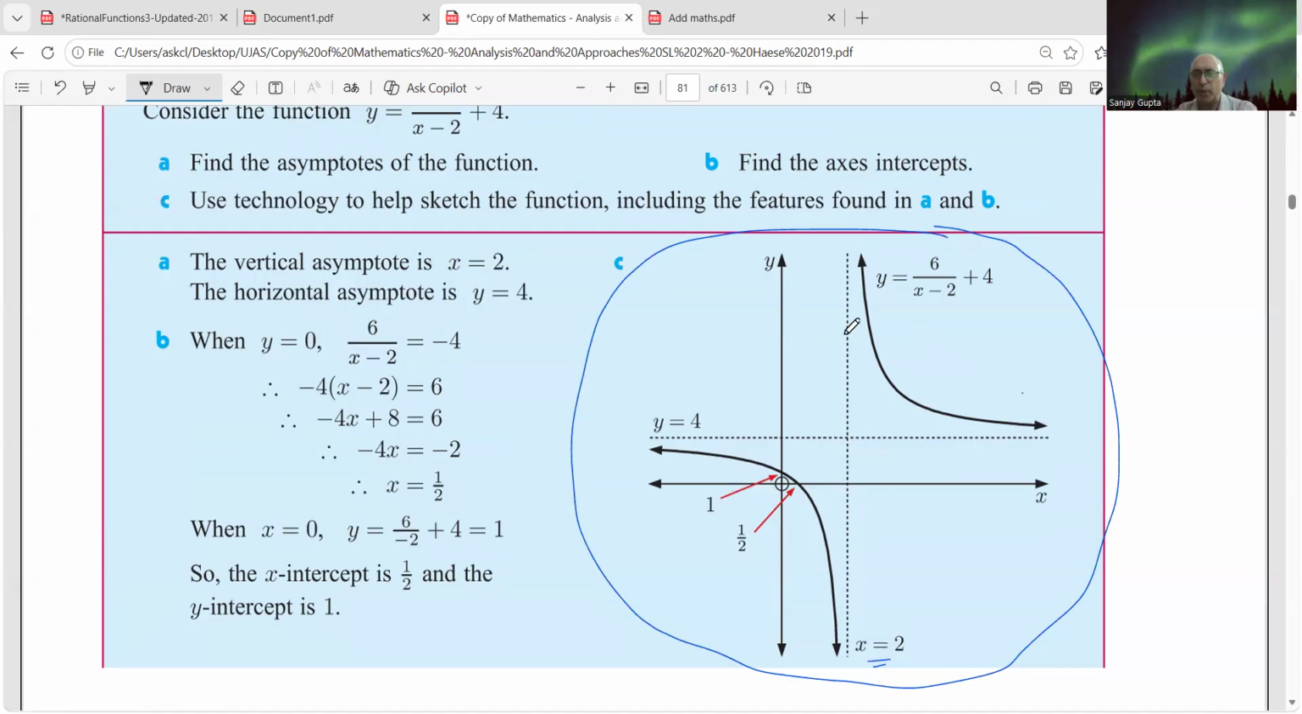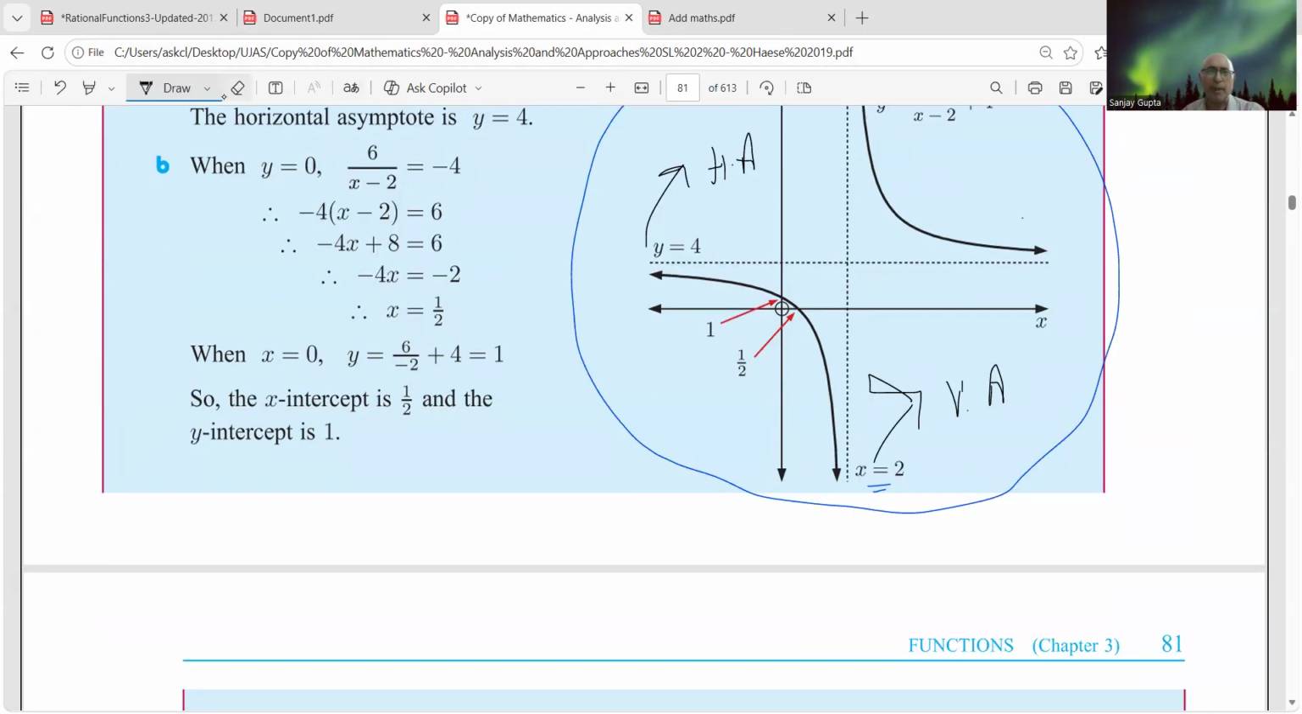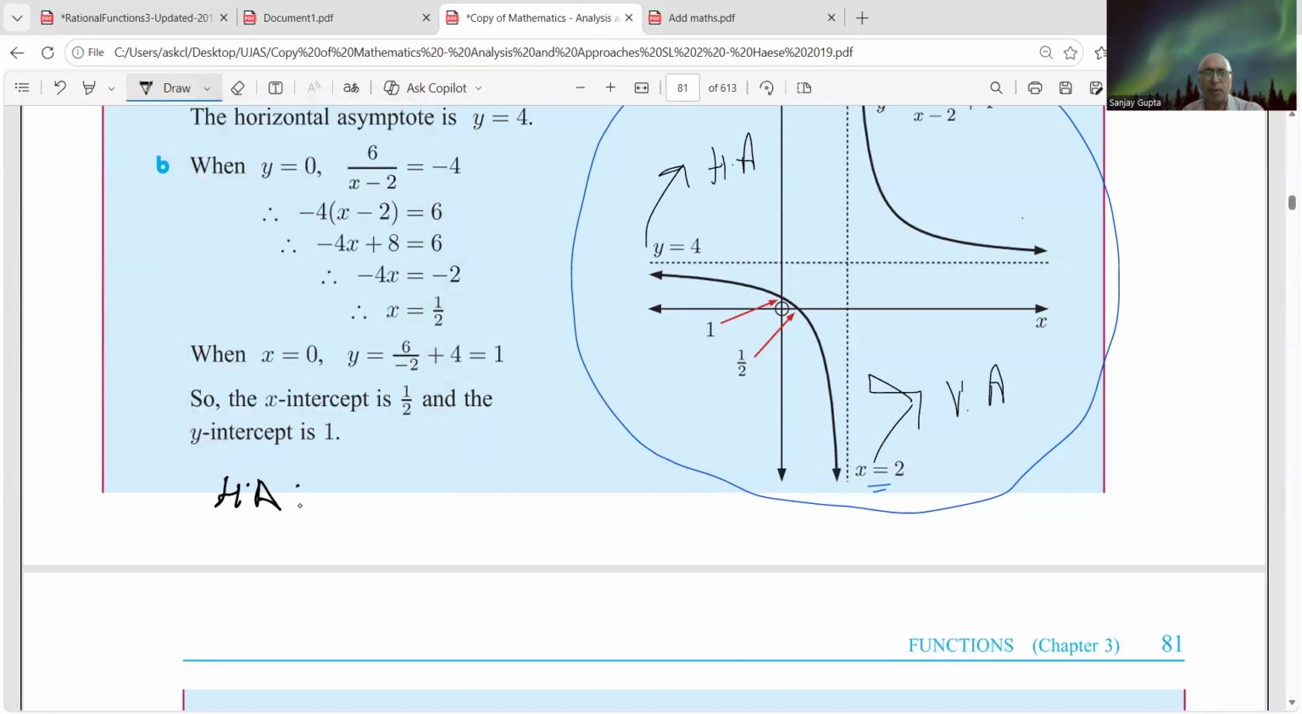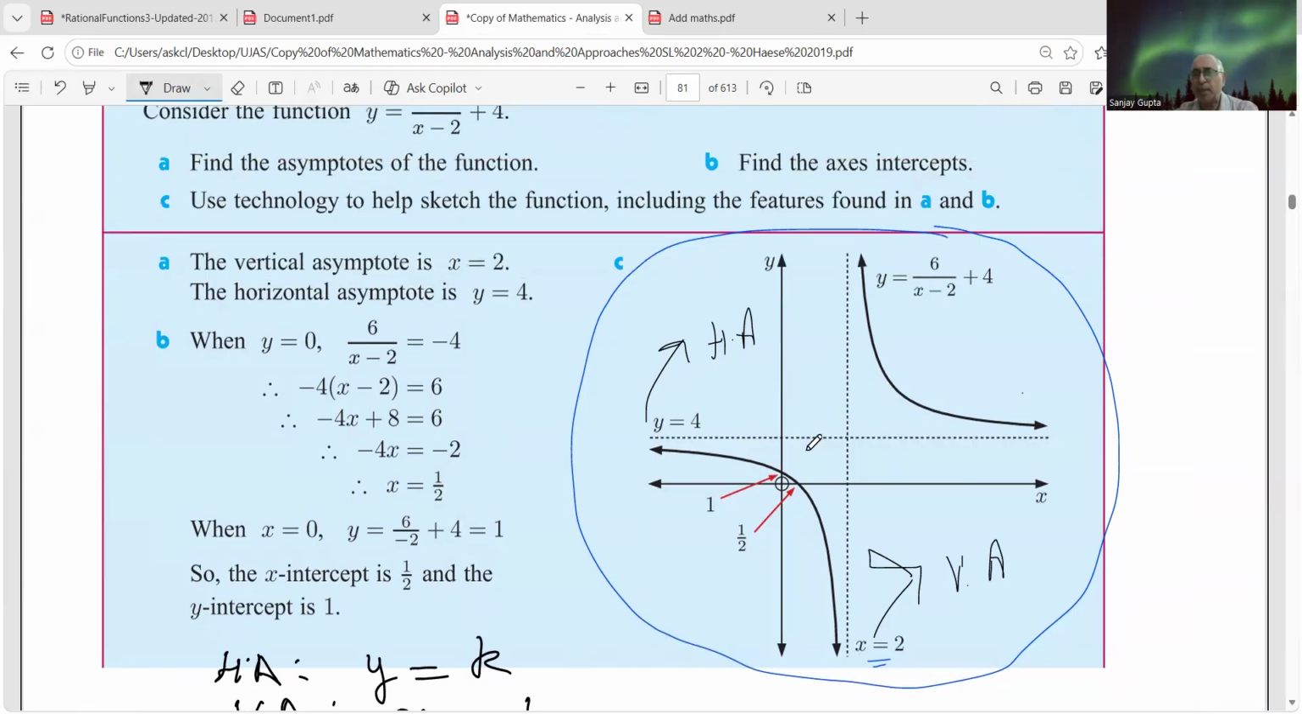So x equal to 2 is a vertical line, so it is called the vertical asymptote, VA, I can shorten. And y equal to 4 is a line parallel to the x-axis. So it's a horizontal line, and we can call it the horizontal asymptote. A horizontal asymptote is always a line y equal to some constant, whereas a vertical asymptote VA is x equal to some other constant, let's say h. These are the lines which the graph never meets, but it can approach.